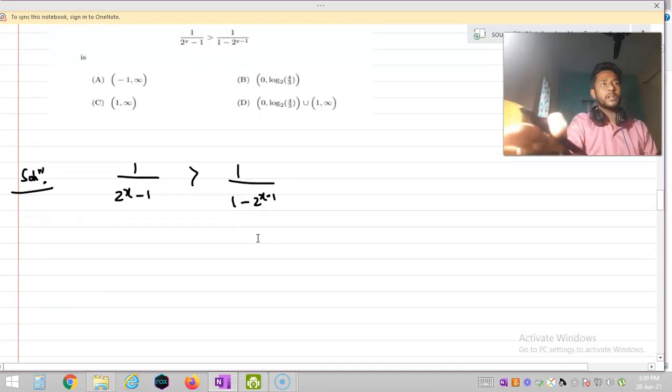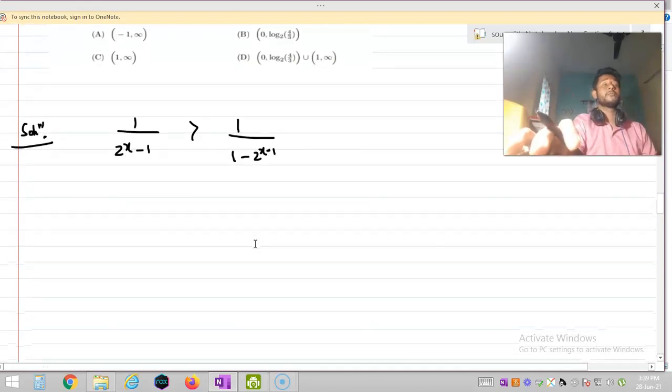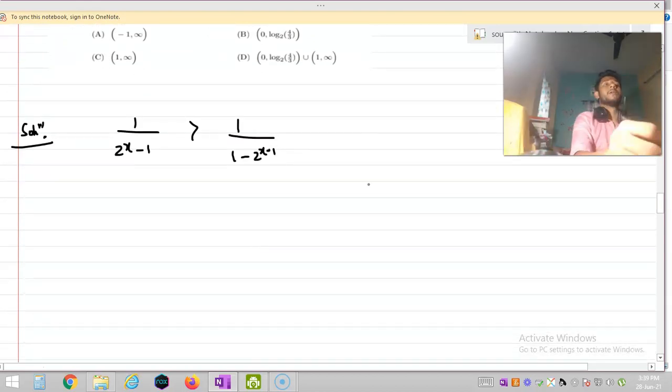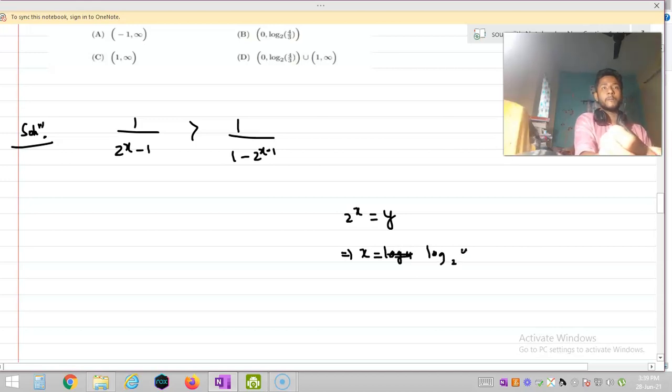So to find the domain of x, what I am doing, I am putting 2 to the power x equal to y. Okay, if 2 to the power x is equal to y, then the value of x is equal to log y base 2, right? Now I am putting the value 2 to the power x equal to y in this inequation.